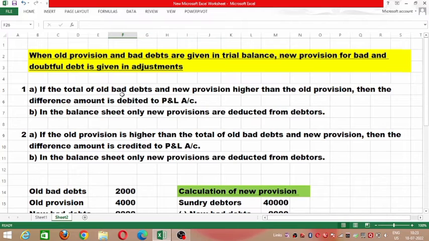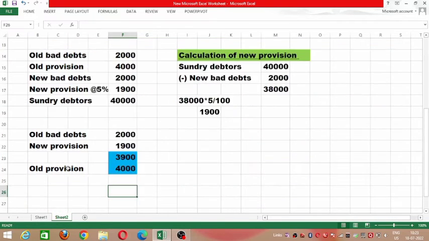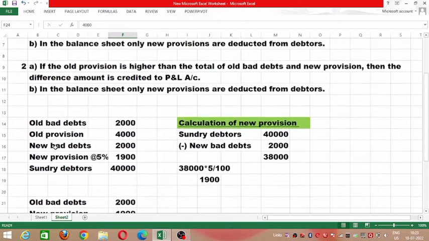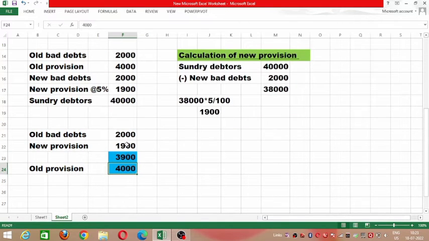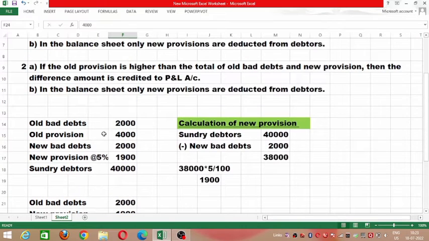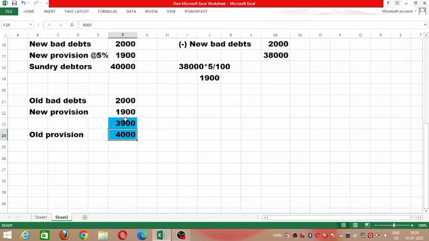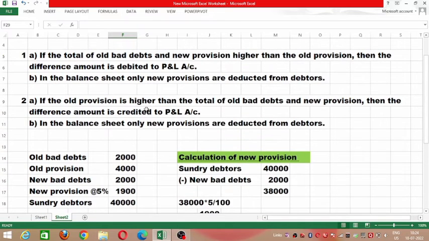So if the total of old bad debts and new provision is higher than the old provision, then the difference amount is debited to P&L account. But here old provision amount is higher than the total of old bad debts and new provision. So let's see the second treatment. If the old provision is higher than the total, then the difference amount is credited to P&L account. So this difference, we should see 4000 minus 3900. The difference is 100. This 100 should be credited to P&L account.